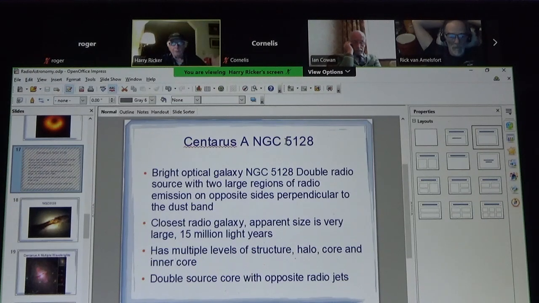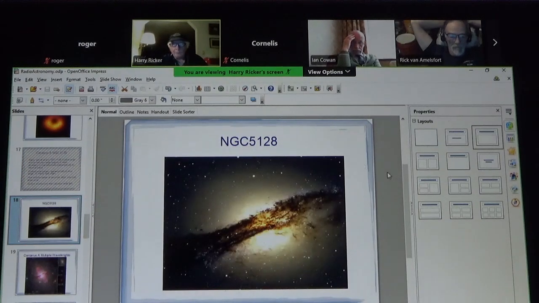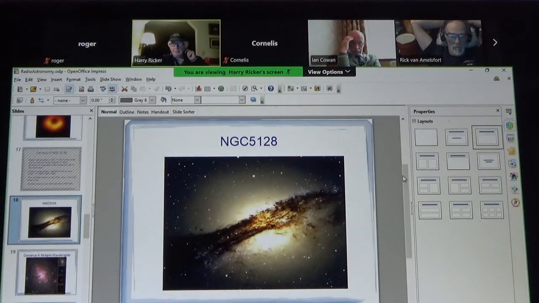And it turns out Centaurus A is actually the closest radio galaxy to the Earth. And it's also a bright double radio source. So it has two large regions of emission. And this is another example of a galaxy with multiple structures. This is what it looks like when you photograph it with the telescope.